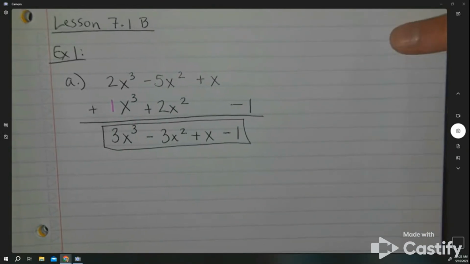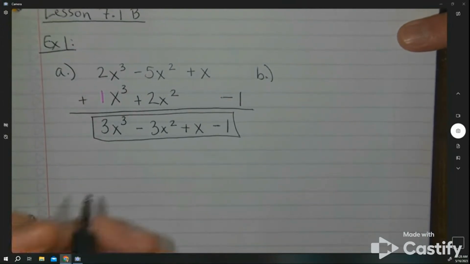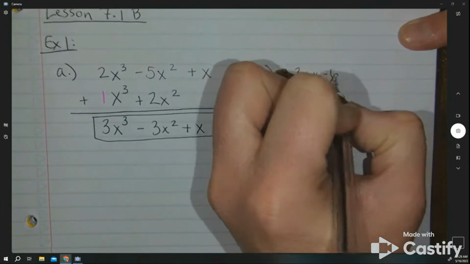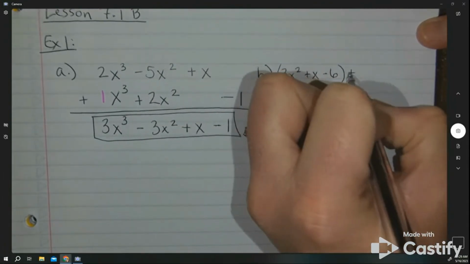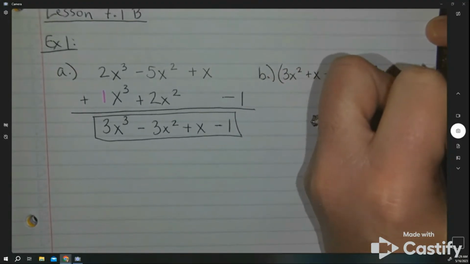Now, another way that people sometimes do it is writing it horizontally. So it's our vertical method, and we're going to also try it horizontally. So for this one, we had 3x squared plus x minus 6. That was all as one trinomial, plus x squared plus 4x plus 10.